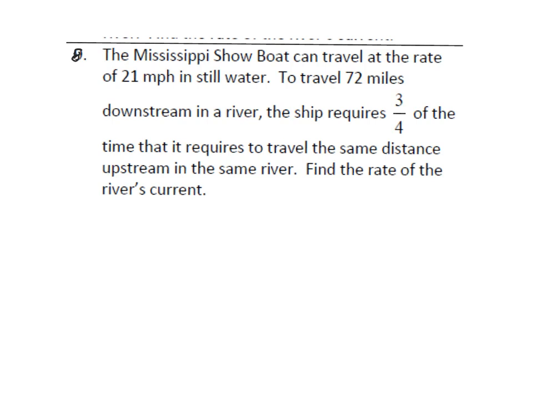Okay, so let's set this one up together. So we've got downstream and upstream again. X still represents the rate of the river's current.